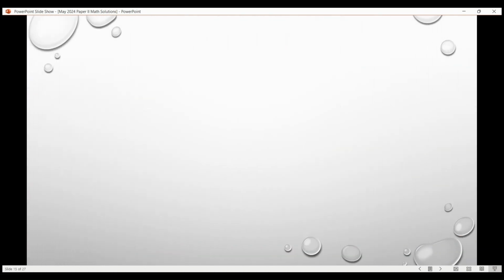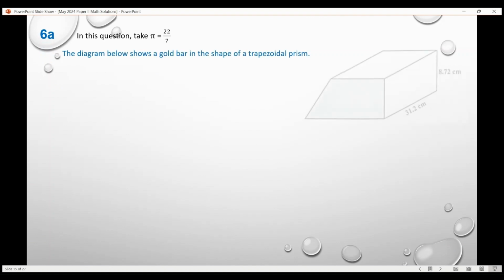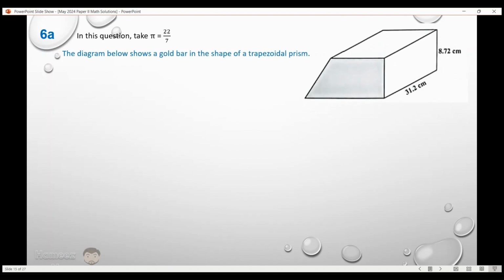Let's now move on to part 6, where it says in this question, take pi to be 22/7. The diagram below shows a gold bar in the shape of a trapezoidal prism. Let's recall that a prism means that the cross-sectional area, which in this case is a trapezium or trapezoid, remains constant throughout. It remains uniform. So that shaded area remains the same from the front, closest to us, to the back.